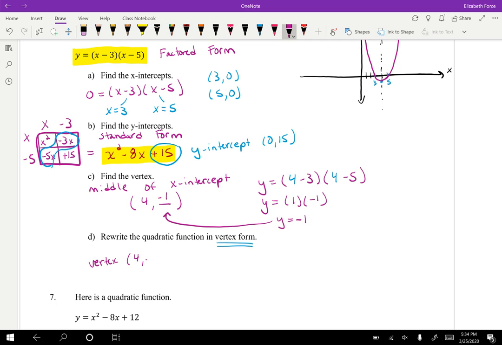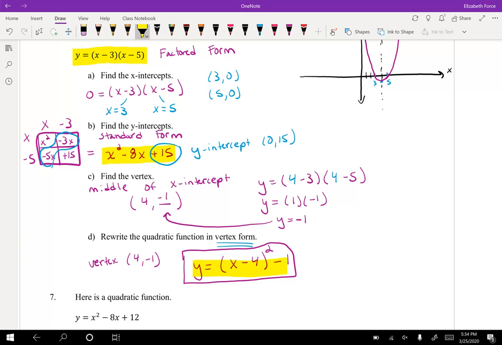So when I write it in vertex form, we're going to put the x coordinate inside but flip it, so x minus 4 squared, and then the y coordinate on the outside. And there's our vertex form.